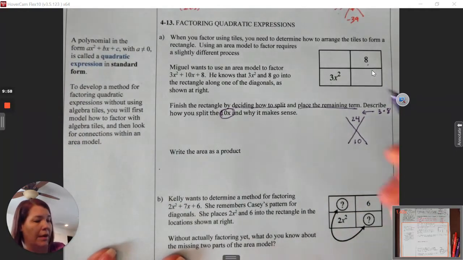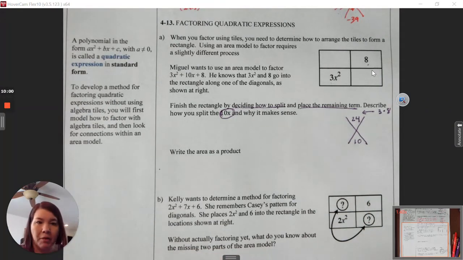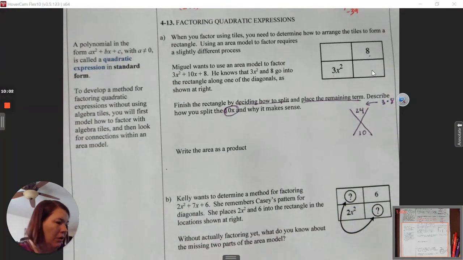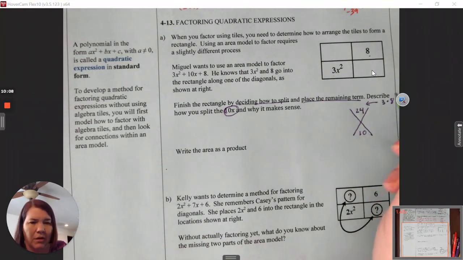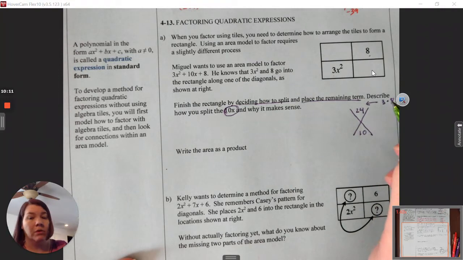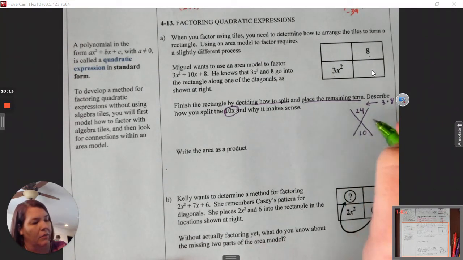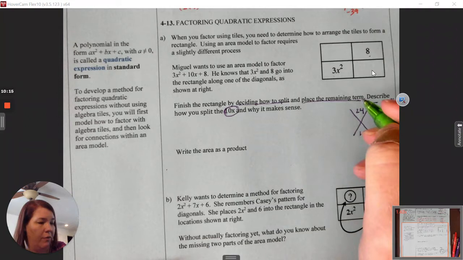Okay, and so then I'm going to just do my diamond thinking, which we've gotten really good at. We've been doing diamond problems practically since the first week of class, almost immediately. Numbers that multiply to make 24, but add to make 10. And I think they are 4 and 6.